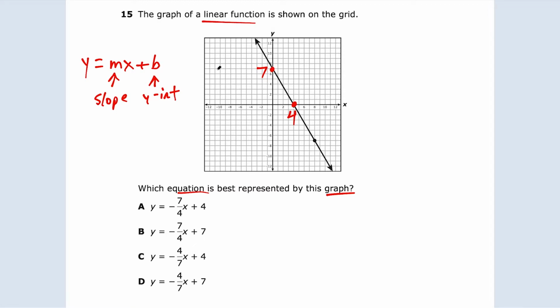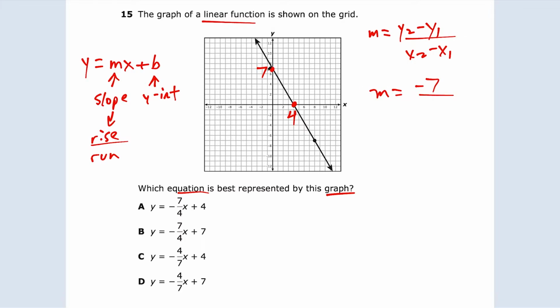So that's going to help us find the slope in a moment, because the slope we could think of as the rise over the run. Now, you could use this formula to find slope, but anytime you have a graph, it's usually just easier to find the rise over the run. It's going to save you a little bit of time. So how do I get from this red point to this red point? I would have to go down 7. So my slope would be -7, because I'm rising -7. I'm going down 7, and I'm going over 4. So that would be my slope.